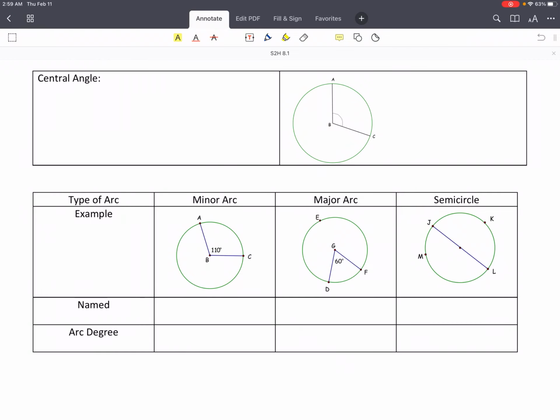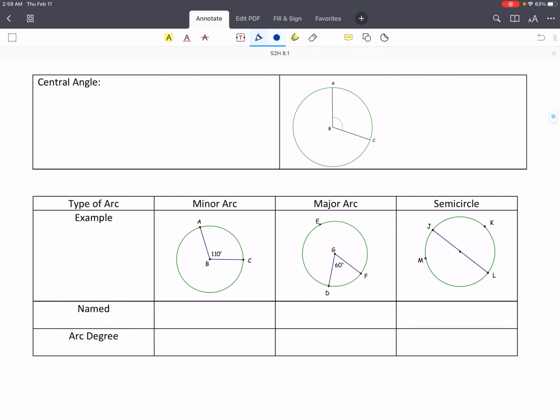All right, look, another definition. Well, I guess not a definition, because we already defined central angle. But here's what you need to know. Hit the pen. All right.